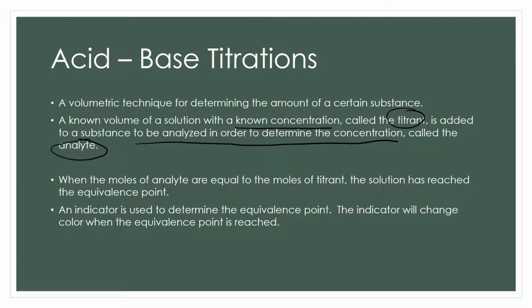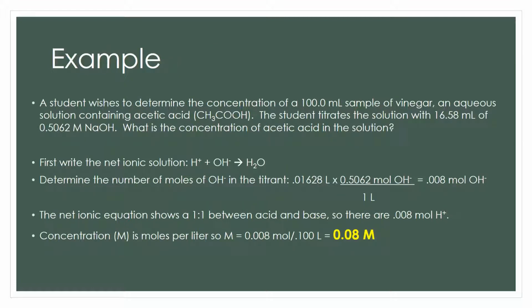When the moles of the analyte are equal to the moles of the titrant, we say that the solution has reached the equivalence point. The equivalence point simply means that we have equal number of moles. In order to determine when we have reached the equivalence point, we use an indicator. These are common indicators like phenolphthalein, which change color once the reaction has reached the equivalence point. Let's look at an example.